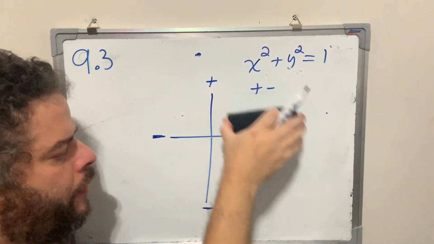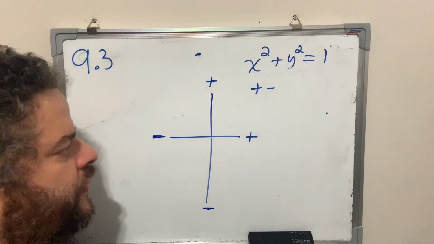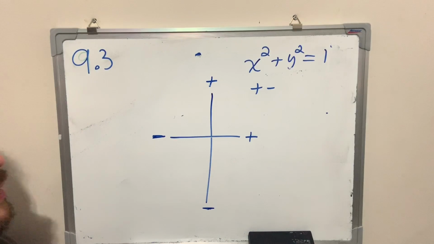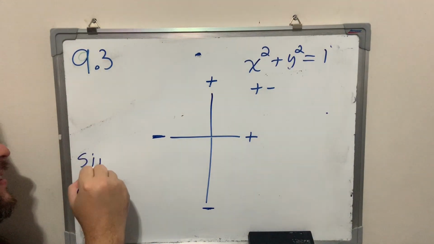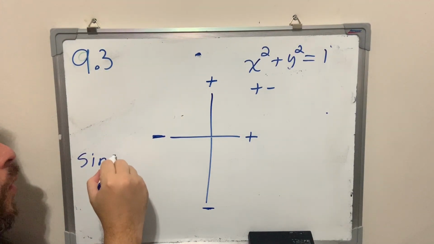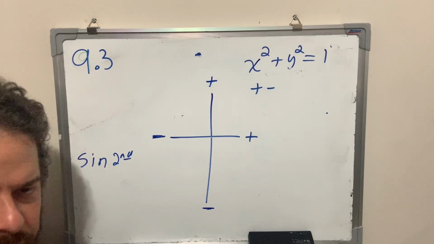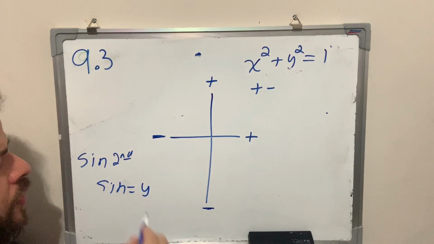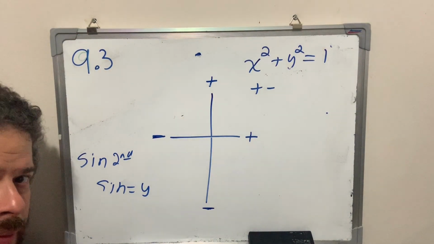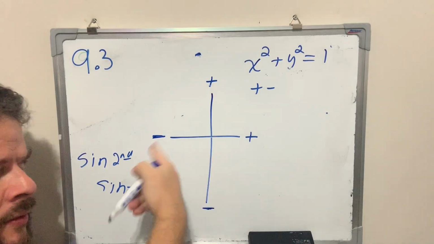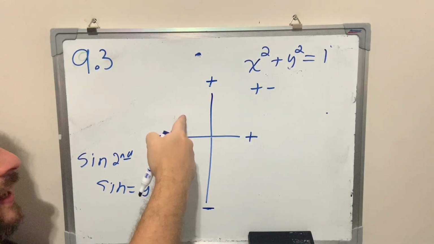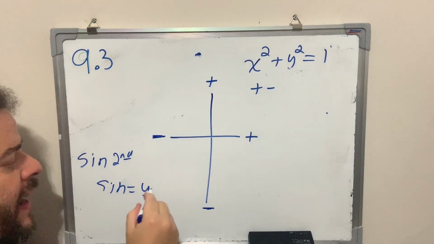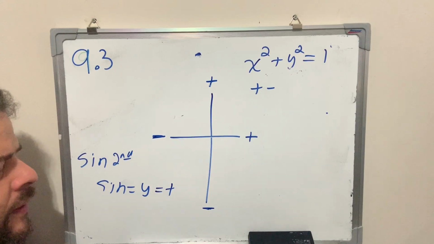Now, why is this important? Because sometimes, again, not so much this year, but next year you're going to be working a lot with this. So, for example, if I ask you, how is the sine value in the second quadrant? Is it positive or negative? You know that the sine is equal to y, in a unit circle. In the second quadrant, how is my y value? Positive. So sine in the second quadrant will be positive.